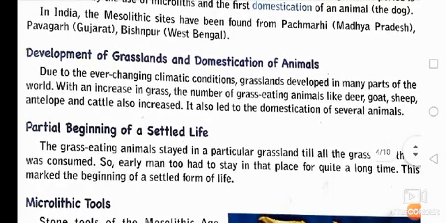Development of grasslands and domestication of animals. Due to the ever changing climate conditions, grasslands developed in many parts of the world. With an increase in grass, the number of grass eating animals like deer, goat, sheep, antelope, and cattle also increased. It also led to the domestication of several animals.